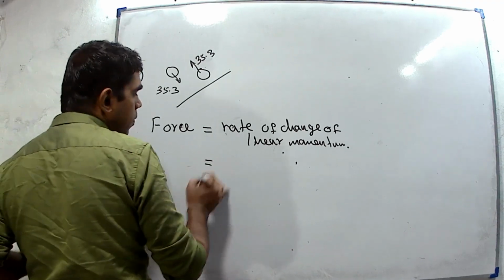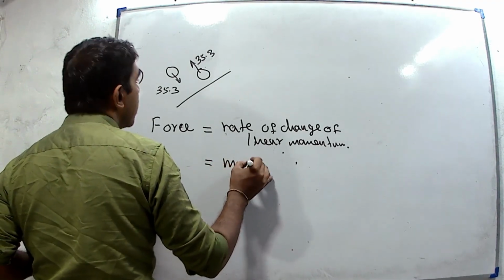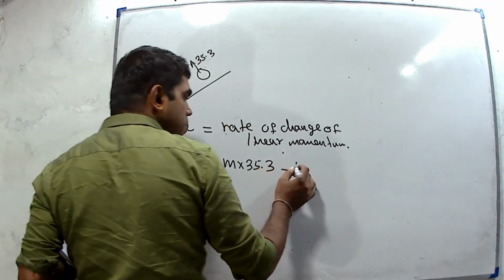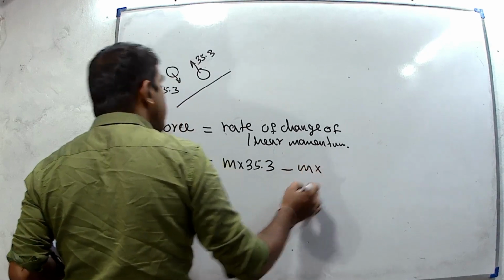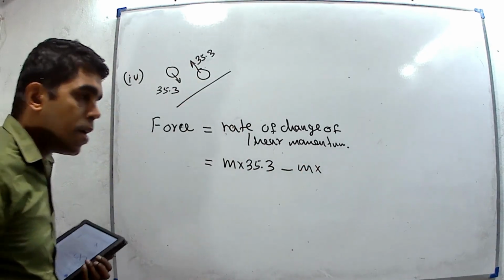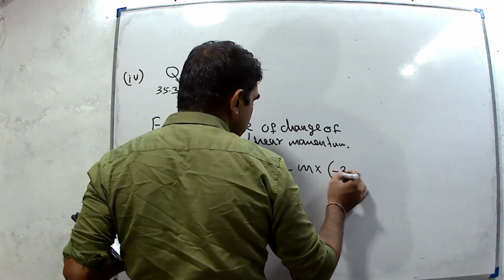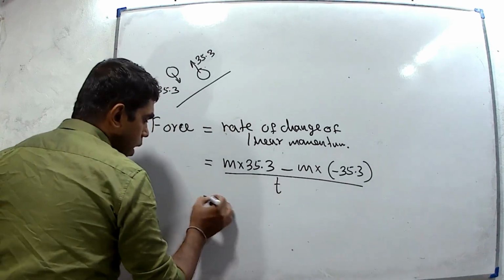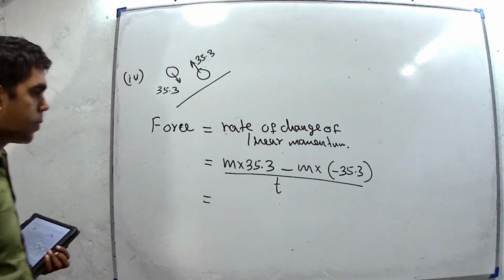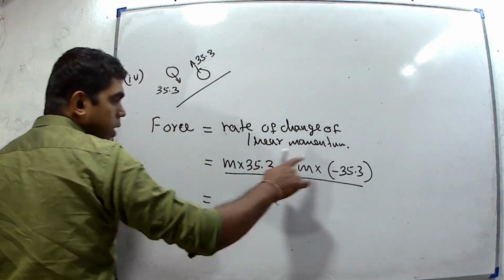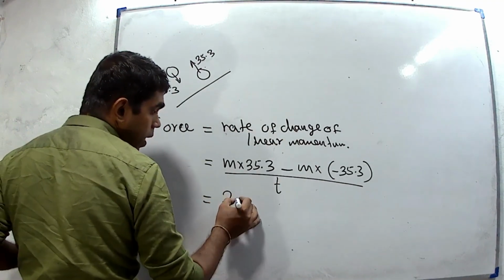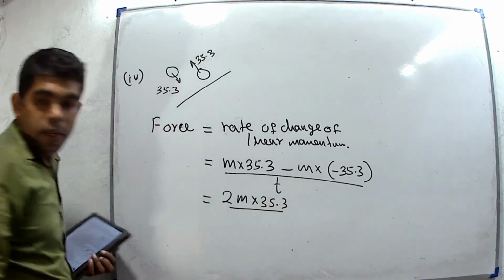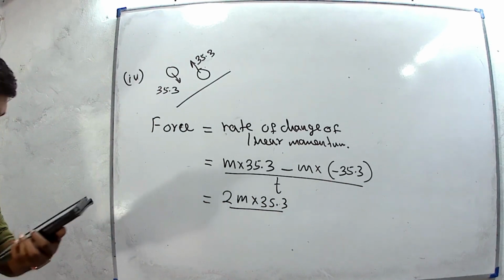When getting change of momentum, mass into final velocity 35.3, it is in this direction. We have to subtract mass into initial velocity. It is in opposite direction. Therefore, we have to consider it as a minus value, minus 35.3, divided by time. Now we can substitute time. You know that minus into minus is plus. Then we can simplify this numerator: 2m into 35.3 divided by time, which is given as contact time 0.2 seconds.